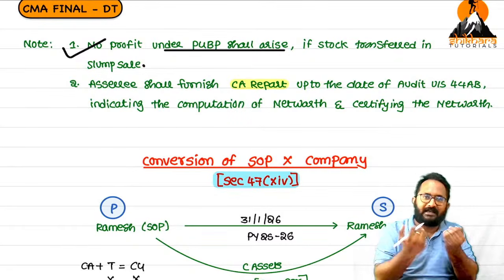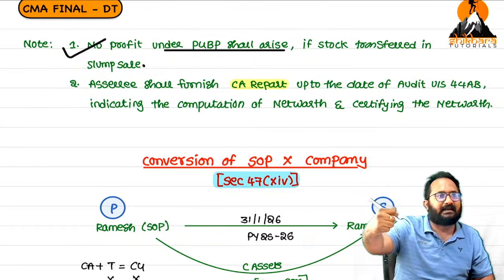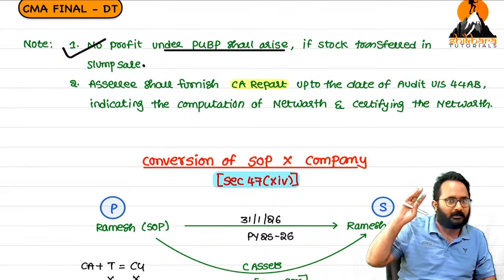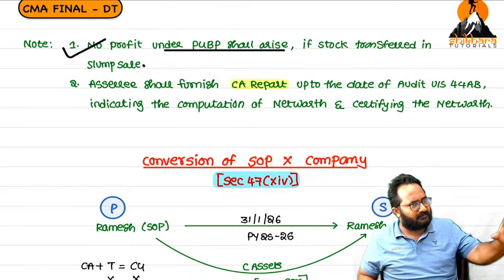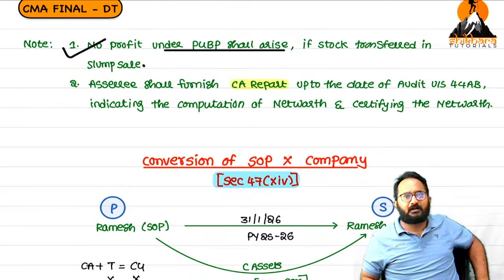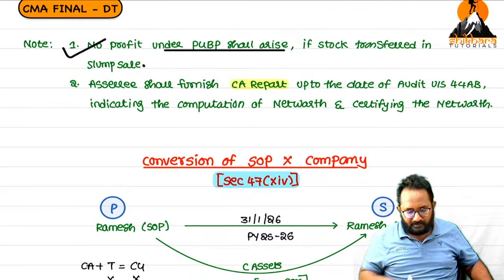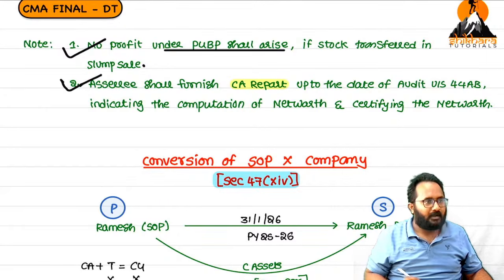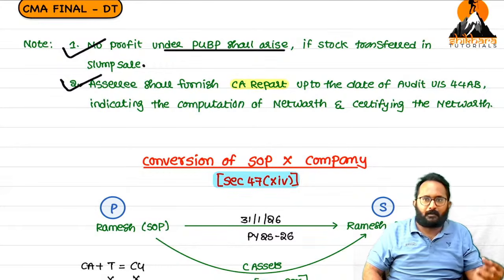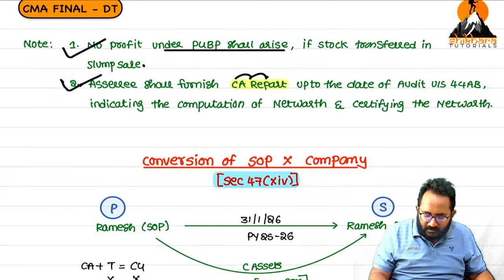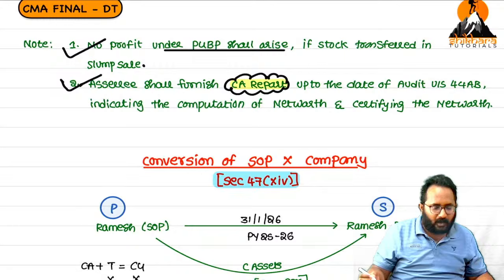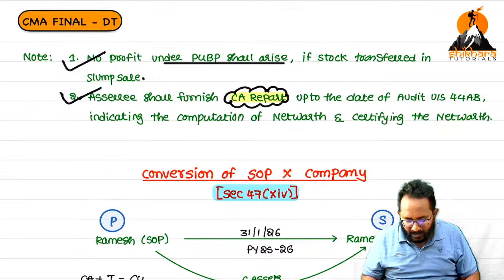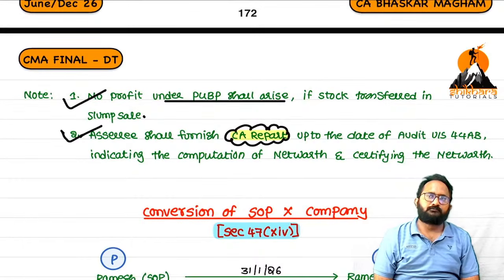Because stock related effect also we have to consider in the capital gain chapter. Otherwise you will get a confusion. Remember, in a slump sale, every asset's tax liability is always under capital gain. Next, net worth computation is a very difficult thing. So in order to support the net worth computation, we have to bring the CA certificate or CA report.